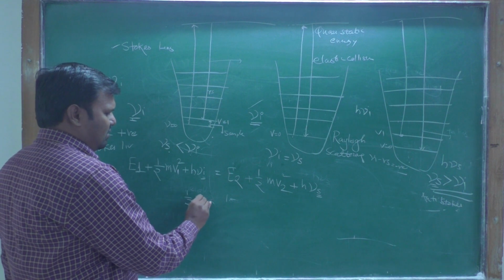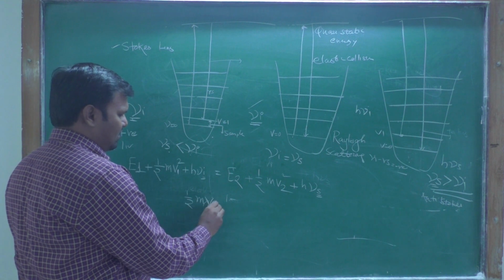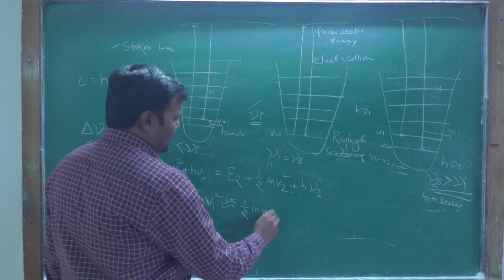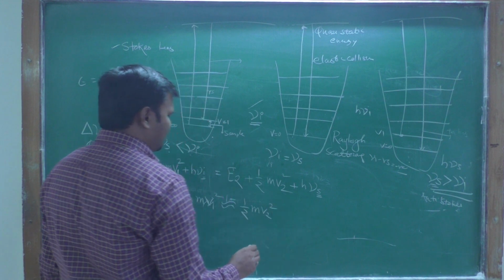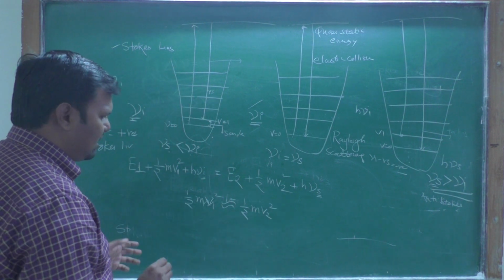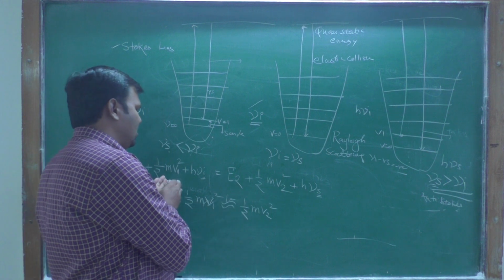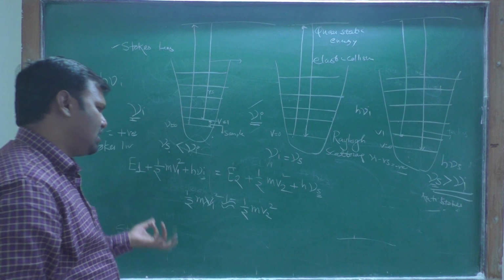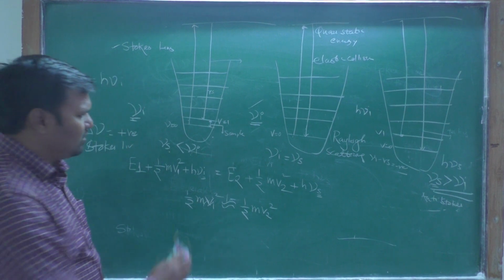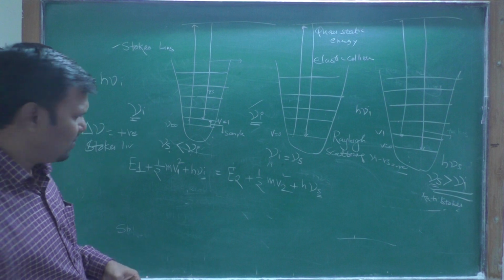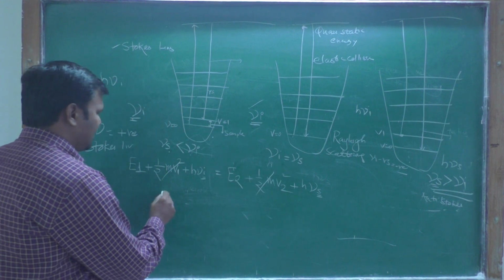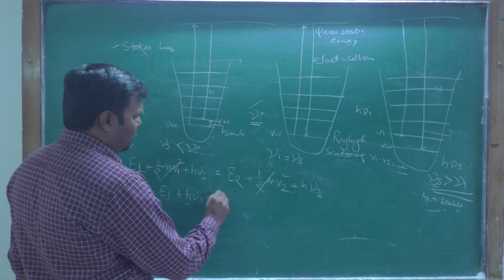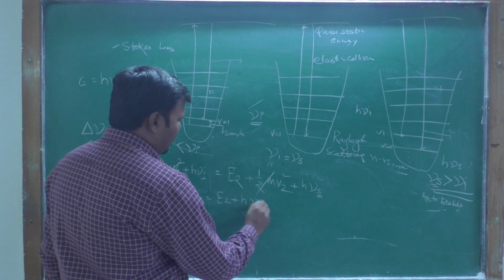When a photon falls on the sample, the change in kinetic energy is not much, a very small amount. The kinetic energy of the molecule after collision with the photon is the same as before, therefore that term cancels. Therefore E1 plus h mu I is equal to E2 plus h mu S.